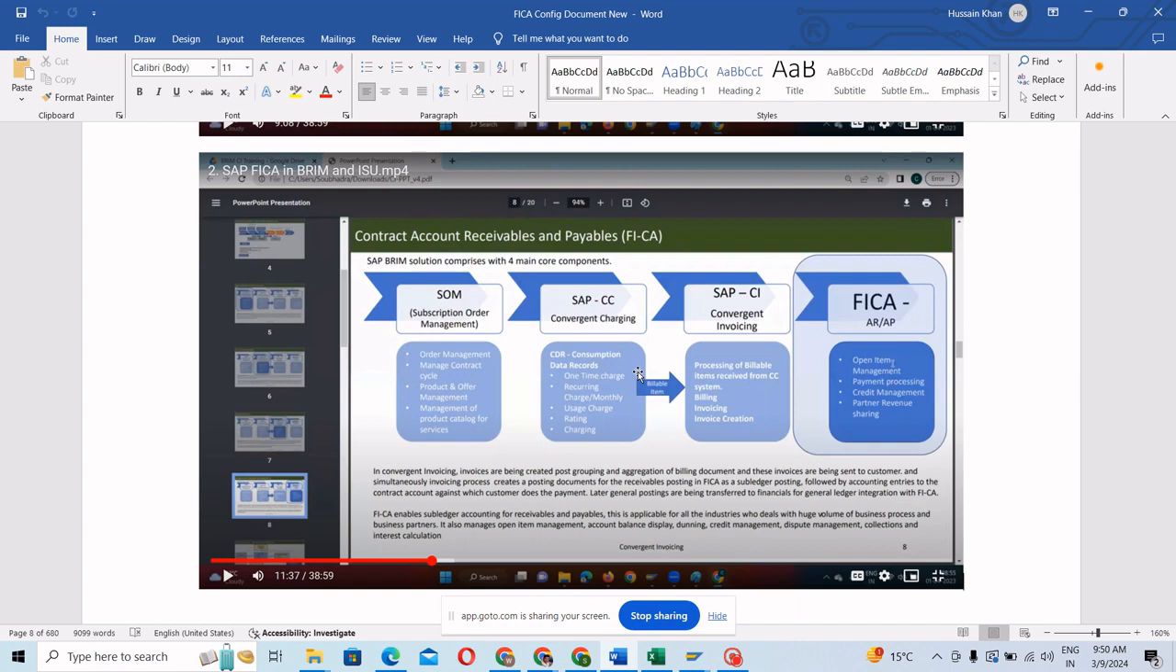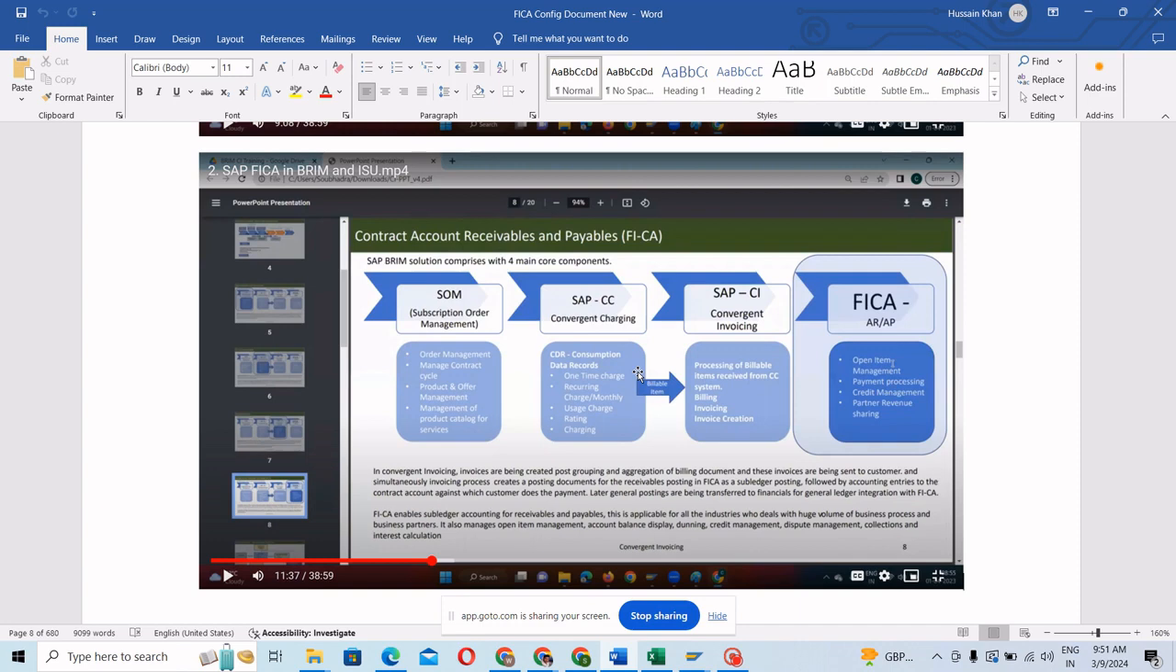in BRIM FICA. Okay, so basically SOM is subscription order management. It is basically more into order management, managing the contract cycle, product and offer management, and management of the product catalog for services. Then CC is the convergent charging. It consists of charges like the CDR, consumption data records, a one time charge, a recurring charge, or monthly charge, usage charge. So basically these are the charges and topics covered in convergent charging.